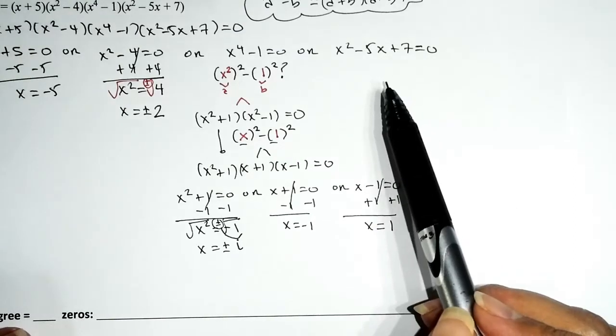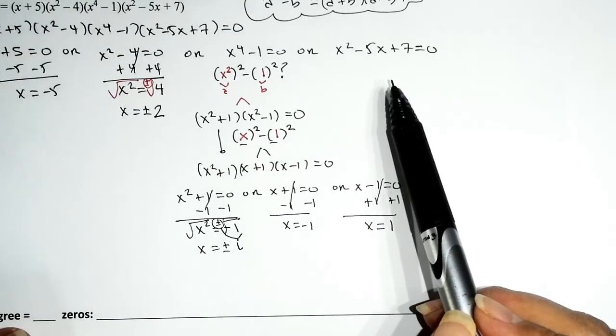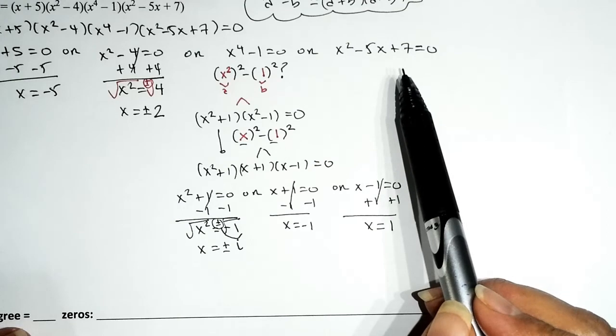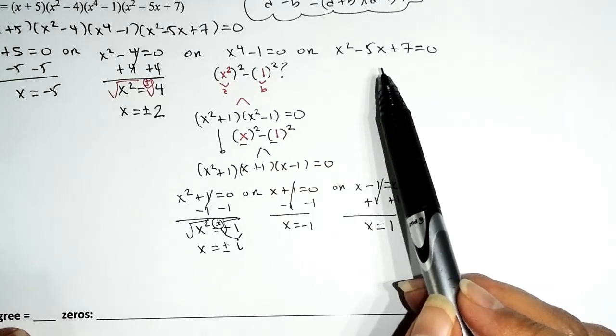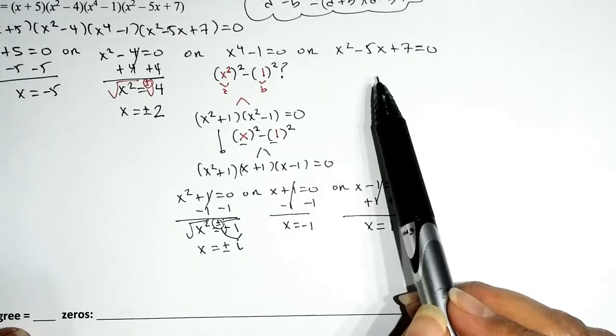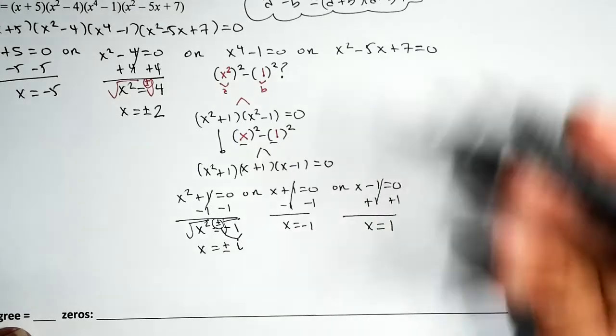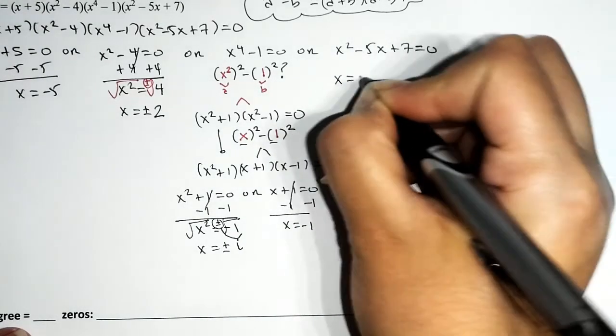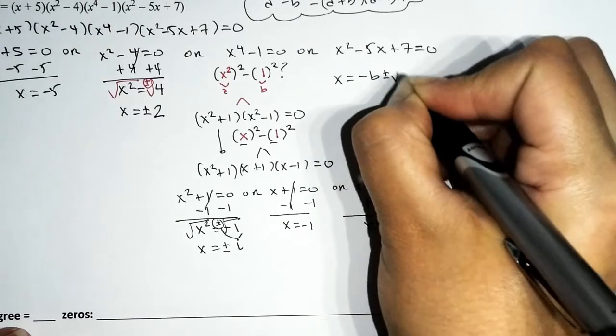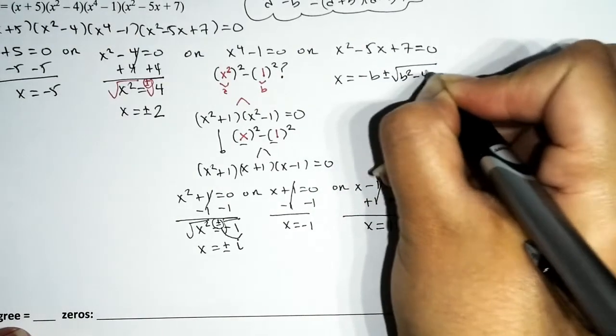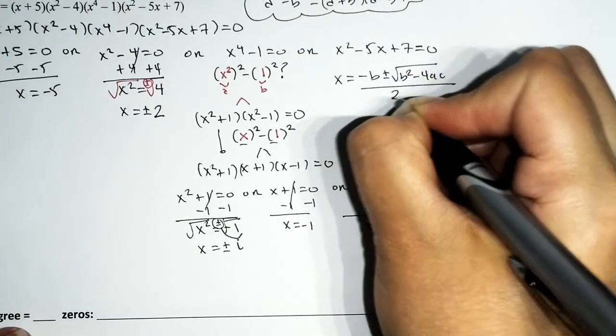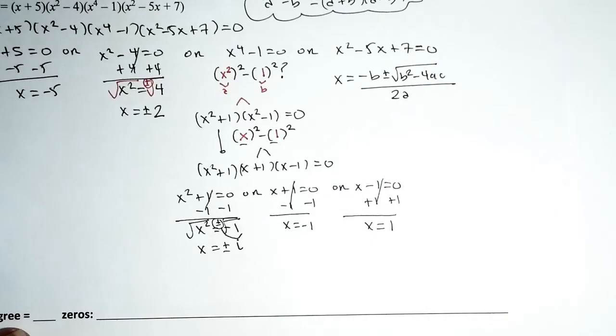Is this factorable? The answer is no. There are no integer factors of 7 that add up to negative 5. So we're going to go straight to the quadratic formula. x equals opposite b plus or minus the square root of b squared minus 4ac, all over 2a. For my peace of mind, let's identify the values for a, b, and c.